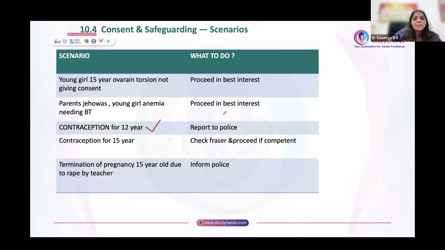Contraception for a 12-year-old. You will still give the contraception, and report to the police, because under 13 years, even consensual sex is rape.